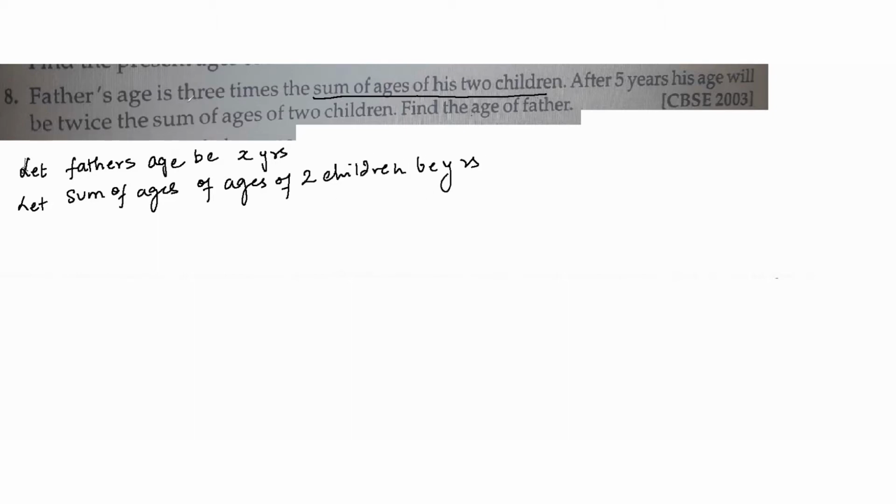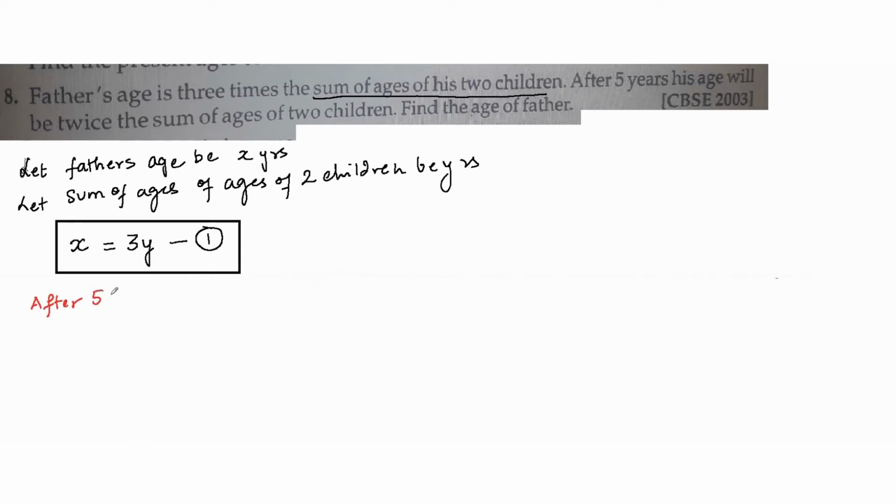So right now it is given that the father is 3 times the sum of their ages. So x is equal to 3 times y. That forms my first equation. So please note that y is not the individual age of those children. Y is the sum of the ages of his 2 children. Now after 5 years, the father's age becomes x plus 5.